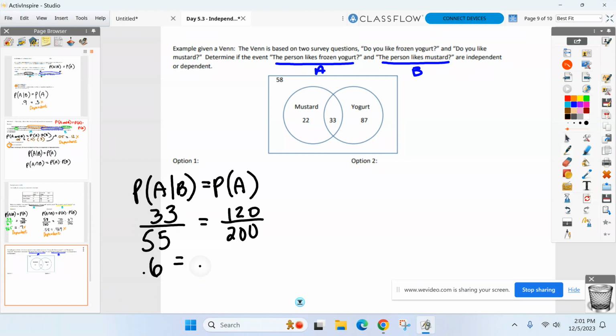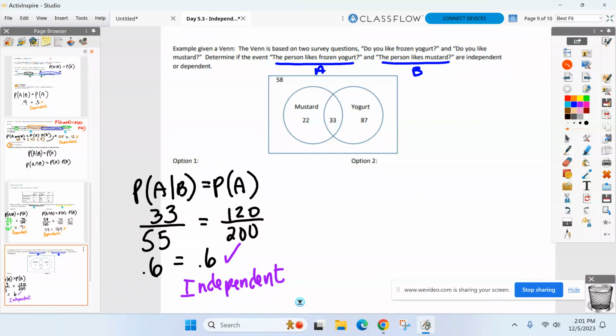We got a winner. Finally, huh? Yes, they are independent. It does not matter if you like mustard or frozen yogurt. One does not have any effect on the other. All right, I still want to do option 2 though.